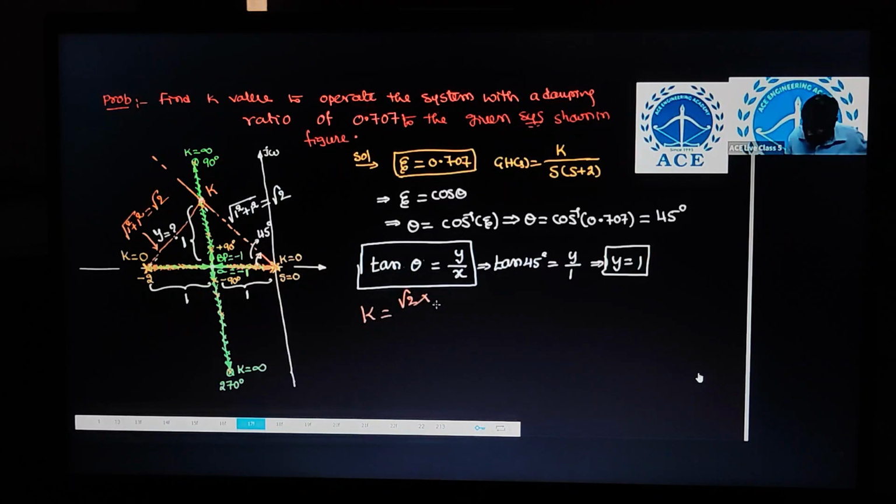Point two into pole. What is the length? Root 2 into point 2. What is the length? Root 2 divided by point 2 zero. There is no point zero, so divided by 1. That means what is the answer? Tell me, K equal to how much? 2. K equal to 2.